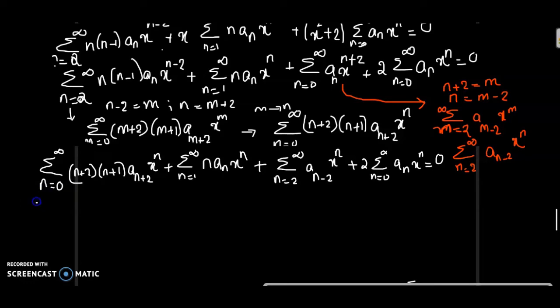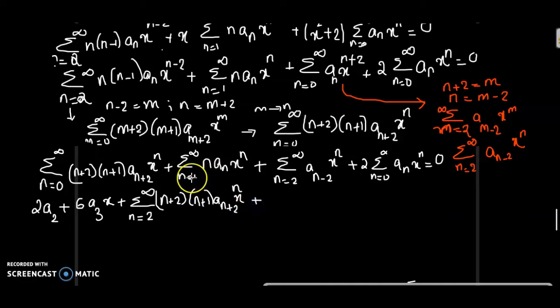Now, when n equal to 0, we have 2 into a2, plus n equal to 1 will give us 3 into 2, which is 6, a3x. Okay. All the rest of the terms will go under summation. That is, sigma is going to run from n equal to 2 to infinity, n plus 2 into n plus 1, a n plus 2 x raised to n.